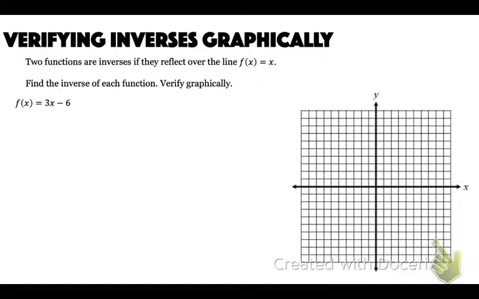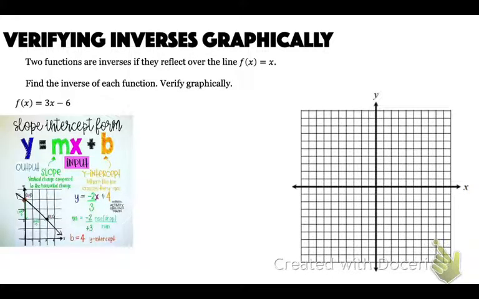Okay, so if I'm given 3x minus 6, and I want to graph this, well, we can just graph it using mx plus b. So our b is negative 6, so that's where we cross the y-axis. And then the slope is 3, so I'm going to go up 3 over 1, up 3 over 1, and there's my line.